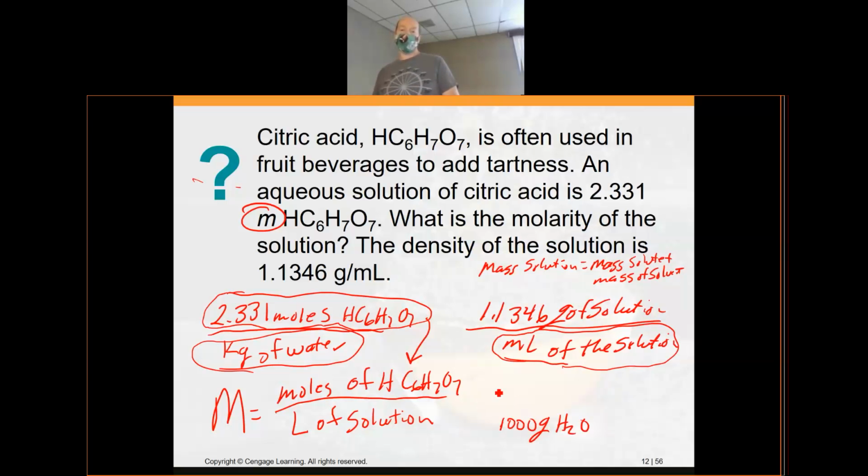Well, they tell us that we have 2.331 moles of citric acid. All we need to do is go to the periodic table, find the molar mass of our citric acid because they give us the molecular formula, and then multiply that by the moles. And now we have the mass of the solute, we have the mass of the solvent. We add those up, we have our mass of solution.